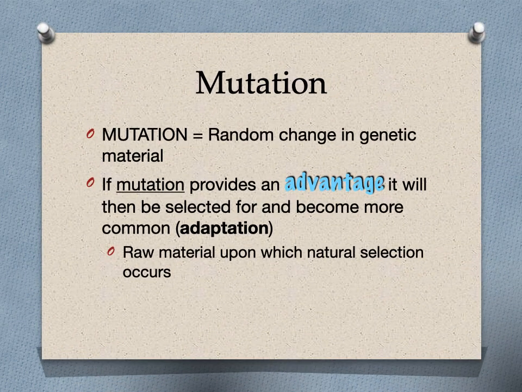Reminder that mutations are a random change in the DNA. If this provides some type of advantage, then it will become more common as it goes through generations, and that is called an adaptation. Big reminder, you, a deer, an individual, does not evolve. You either survive and reproduce or you don't. If you survive and reproduce, then the genes that you have can be passed on to future generations, and if you have an advantage, that can be an adaptation.